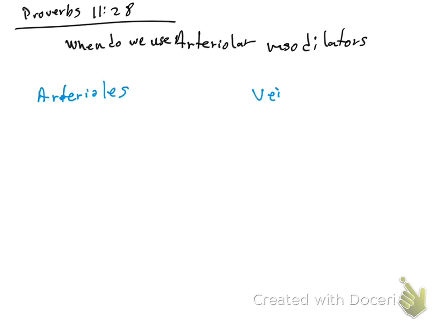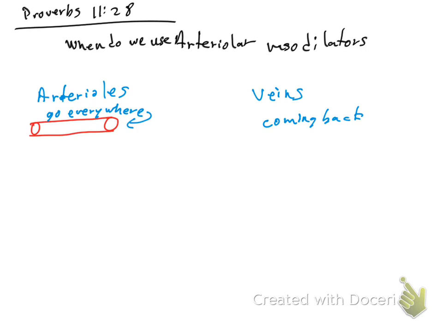Okay, so to understand this, I think it would be important that we separate between arterioles and veins. Basically, as we know, arterioles have smooth muscles, and the blood comes from your left heart to the arteries, to the arterioles, and then comes back to your heart through your veins. Well, this is arterioles.